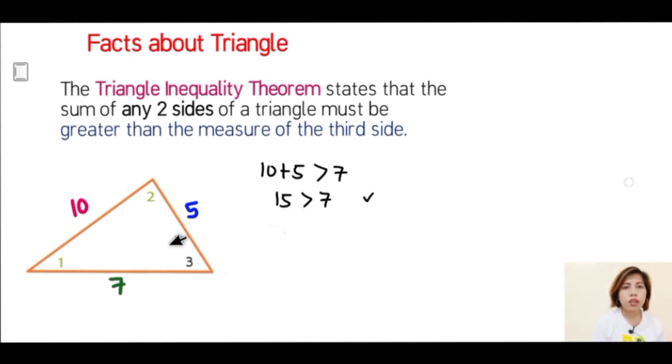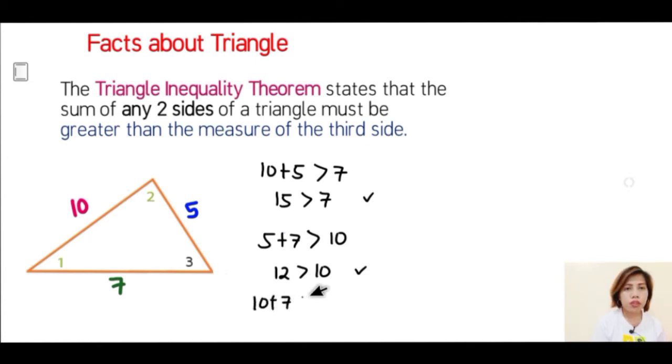Next, 5 and 7 naman. So, 5 plus 7 should be greater than 10. So, 5 plus 7 is 12. 12 is greater than 10. So, another check. And then, 10 plus 7 naman.